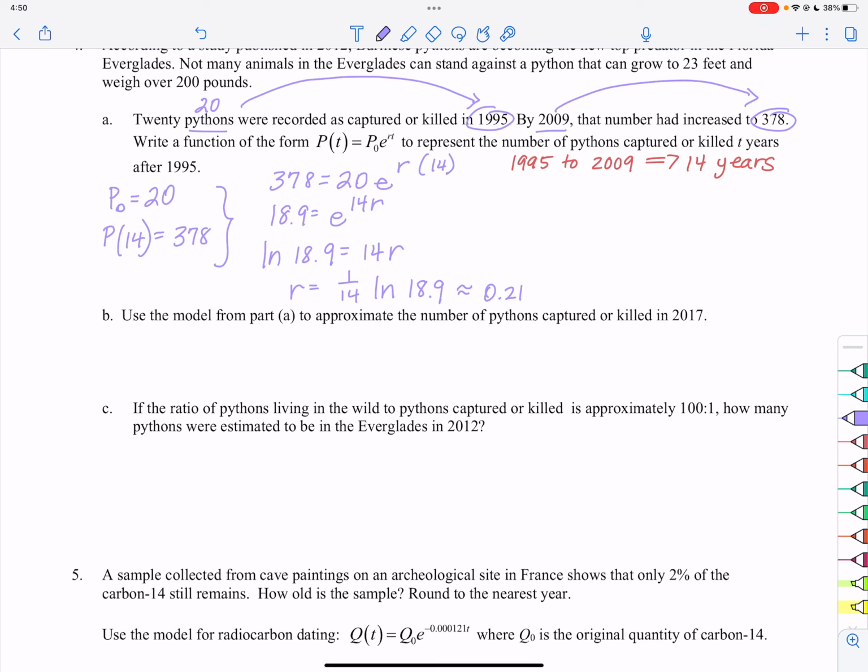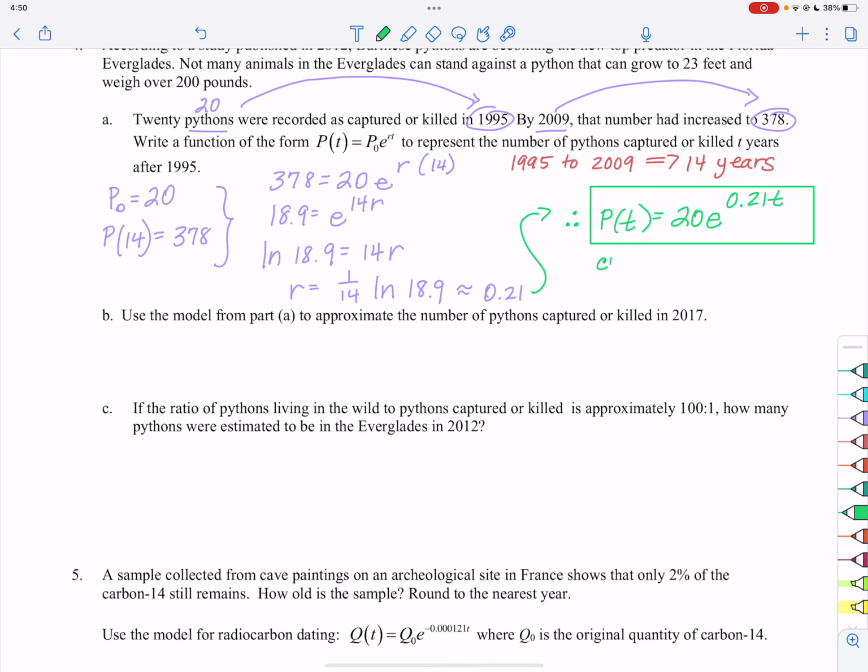So now what can we say? Now we can say, therefore, this function, P of t, is equal to 20 e to the 0.21 multiplied by t. So we came up with this function using the given data at both of those years.